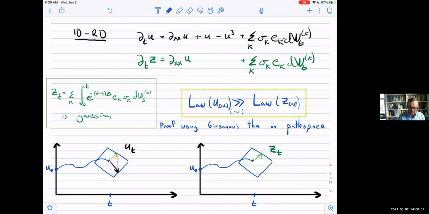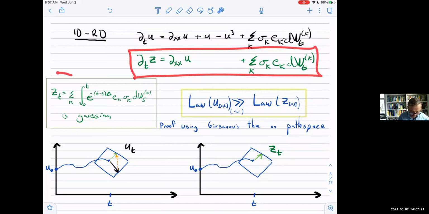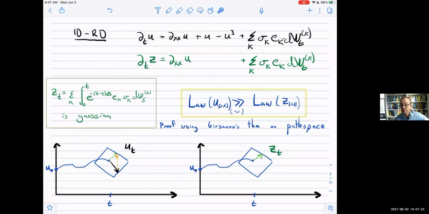All right, so in one dimension, if you think about this reaction diffusion equation, it's pretty well known that in many cases, for reasonable settings, you can actually use Girsanov on path space to prove absolute continuity. And here, when I write 0t like this, I mean the law on path space between these two measures, and usually actually equivalence. And the proof uses Girsanov. So this z here is just a Gaussian process, which is given by this stochastic convolution.